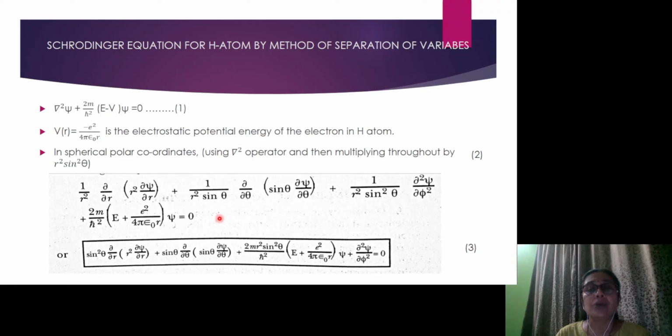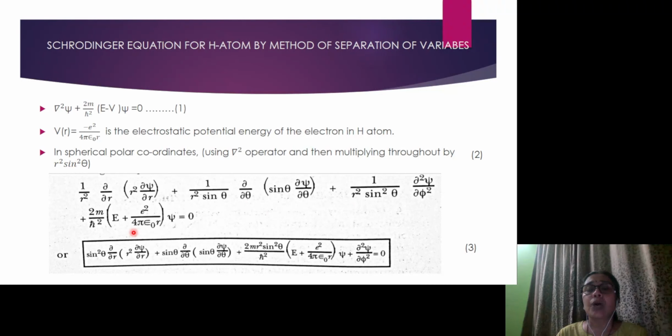If we look at this particular equation, the first term contains only r, but the second term has r and theta, the third term has r, theta as well as phi, and the last term again contains only r.